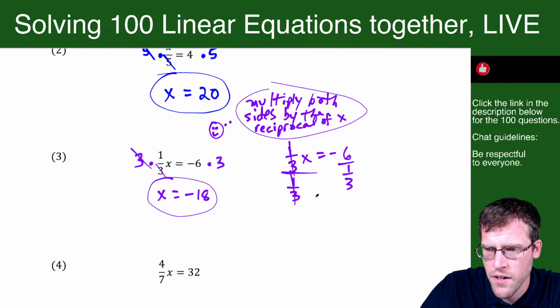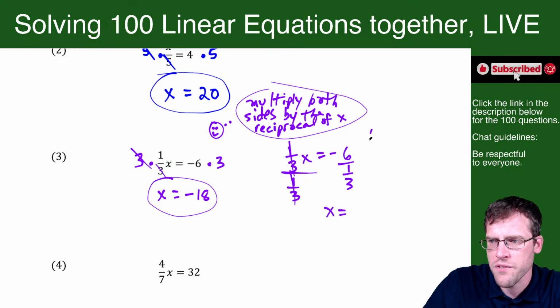Now just know, with this same exact question, you could have divided both sides by 1/3. That also works. That's fine. But then you'd have to know the keep, change, flip technique.